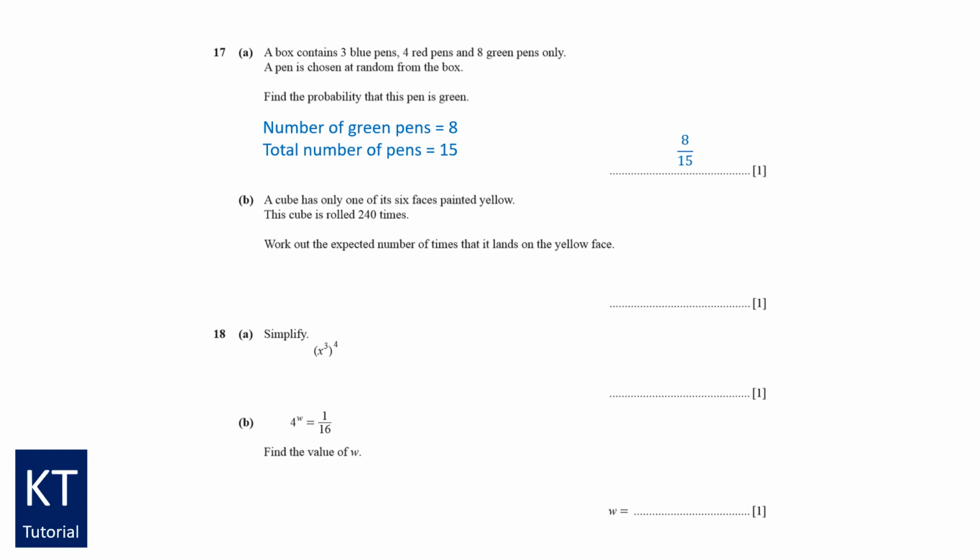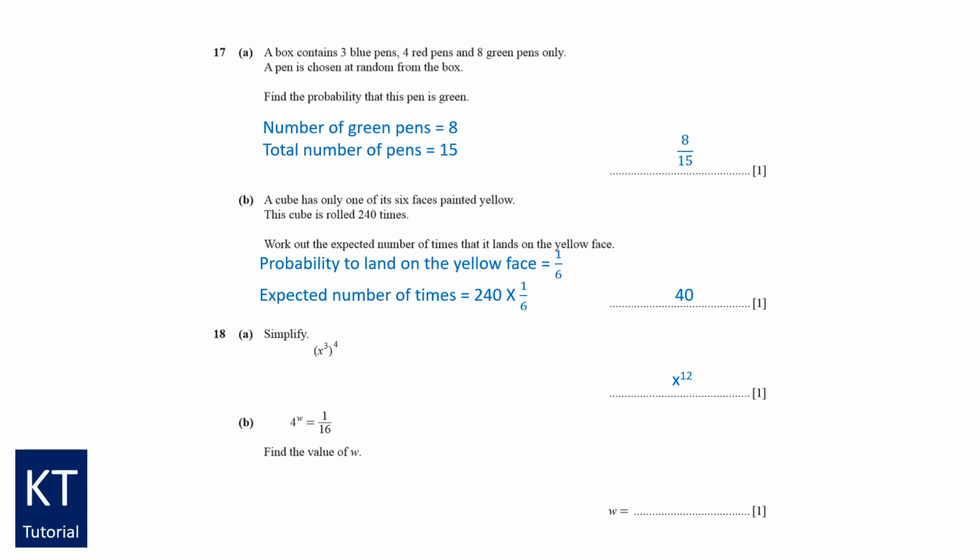Question 17b. A cube has only one of its 6 faces painted yellow. This cube is rolled 240 times. Work out the expected number of times that it lands on the yellow face. Being one of 6 faces implies a probability of 1 in 6 against the total of 240 times, taking us to 40. Question 18a. Simplify the given expression.